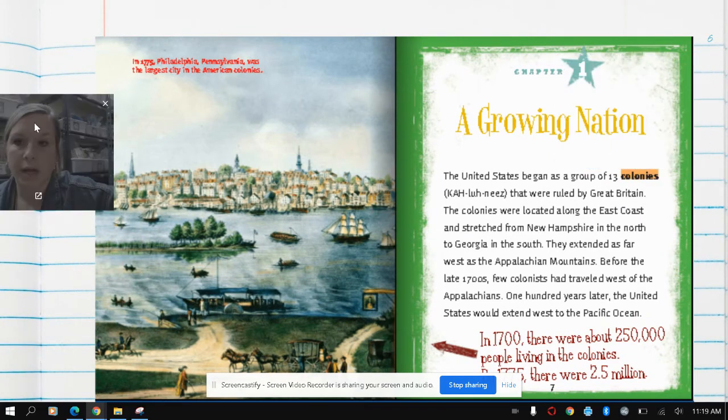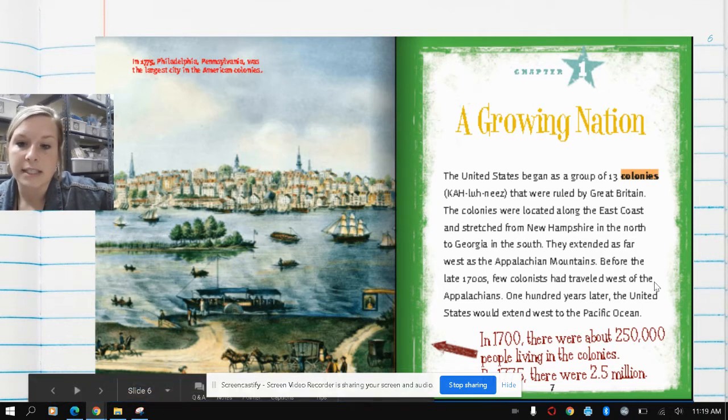Okay, chapter 1, A Growing Nation. The United States began as a group of 13 colonies that were ruled by Great Britain. The colonies were located along the East Coast and stretched from New Hampshire in the north to Georgia in the south. They extended as far west as the Appalachian Mountains. Before the late 1700s, few colonists had traveled west of the Appalachians. 100 years later, the United States would extend west to the Pacific Ocean.